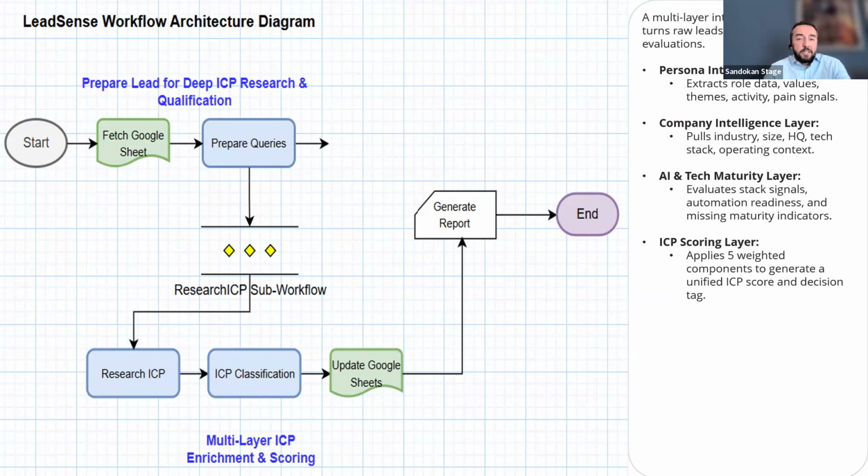Because the truth is, if you're selling AI solutions to a company that's still figuring out Excel, then you're going to have a very, very long sales cycle, or not a sales cycle at all.